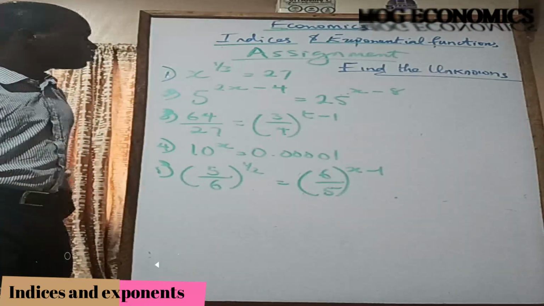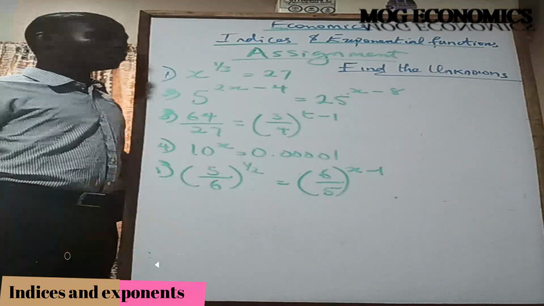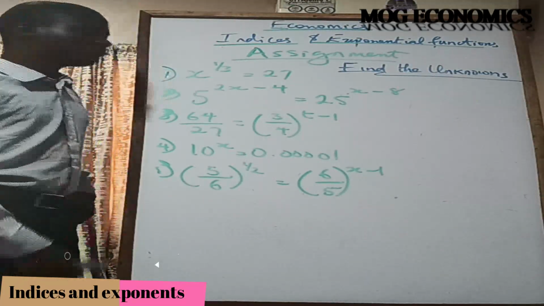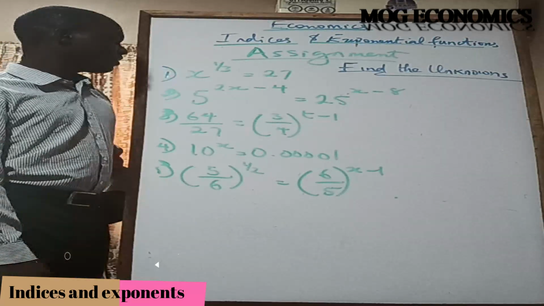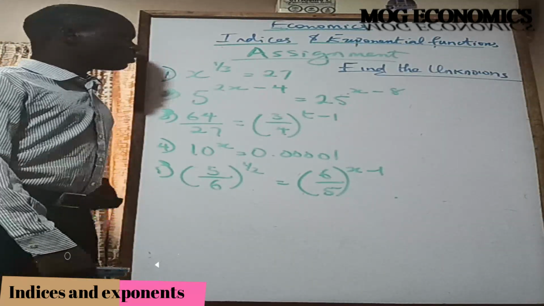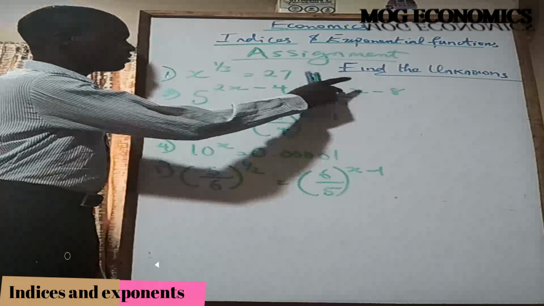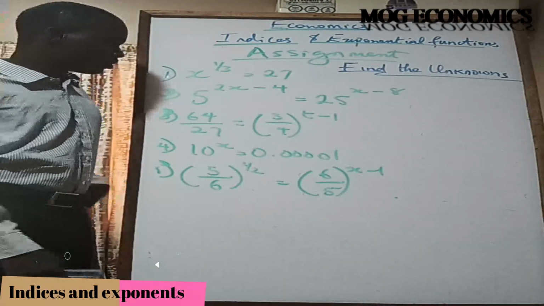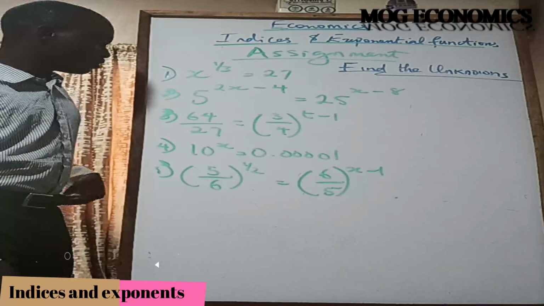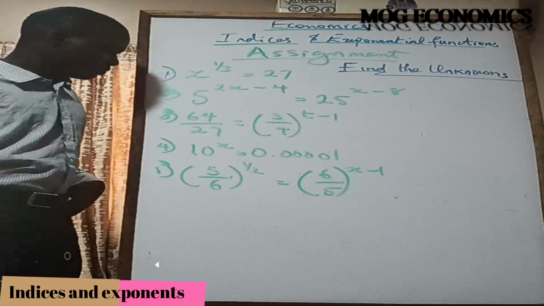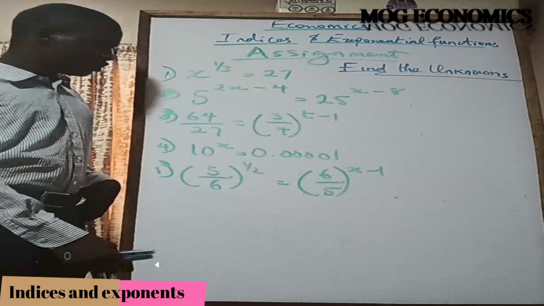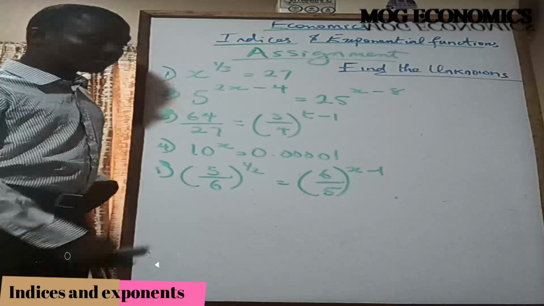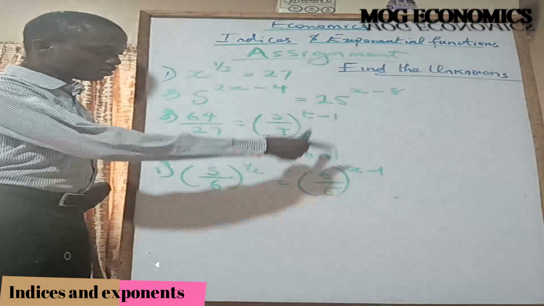These are the assignment questions. Let's find the unknowns in all of this. The first one, x raised to the power 1/3 equals 27. That's simple. Number two, 5 raised to the power 2x minus 4 equals 25 raised to the power x minus 8. Then 64/27 equals open bracket 3/4 close the bracket raised to the power t minus 1. Then 10 raised to the power x equals 0.00001, including the first one, 4 zeros, then 1.